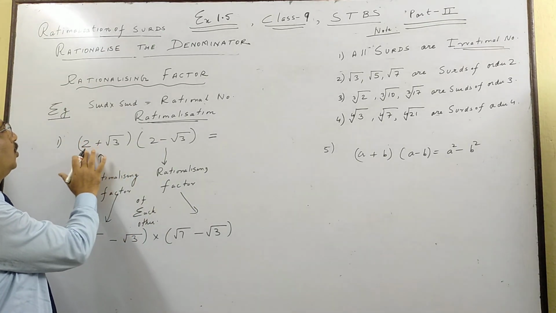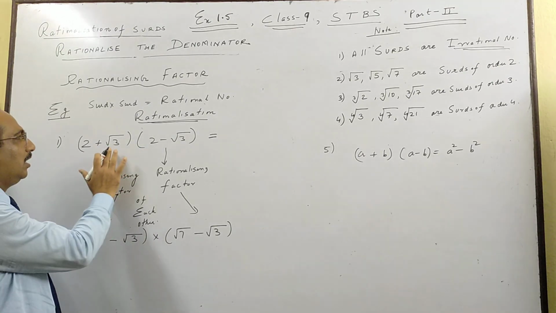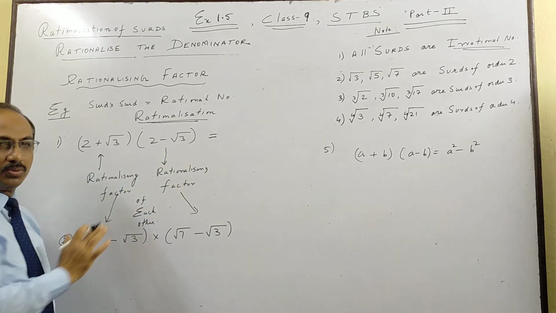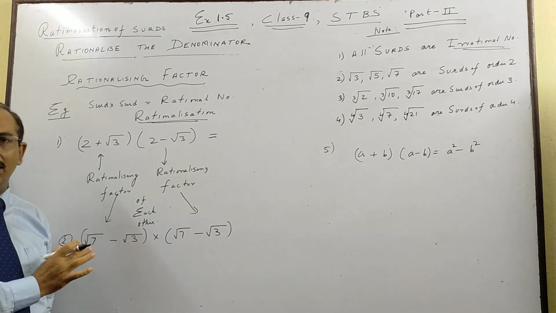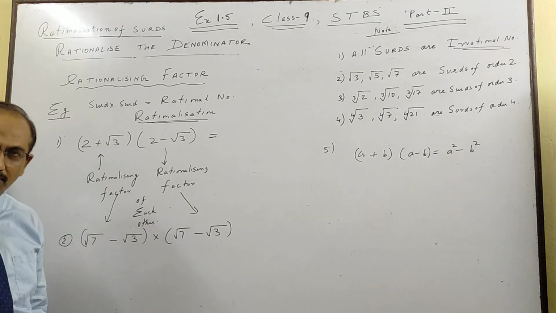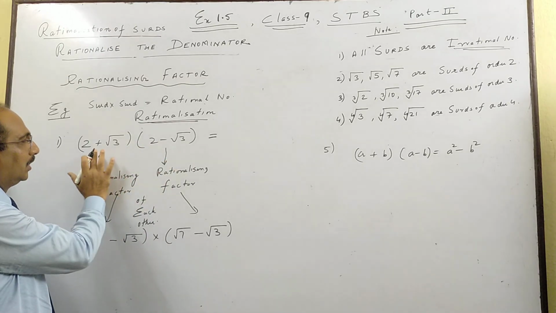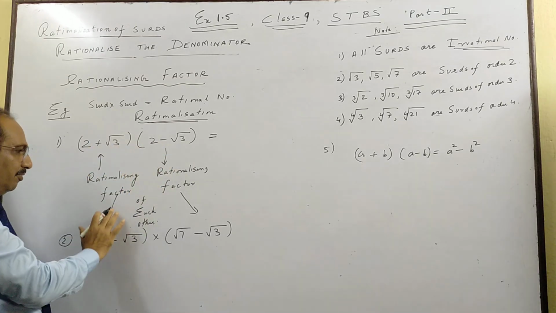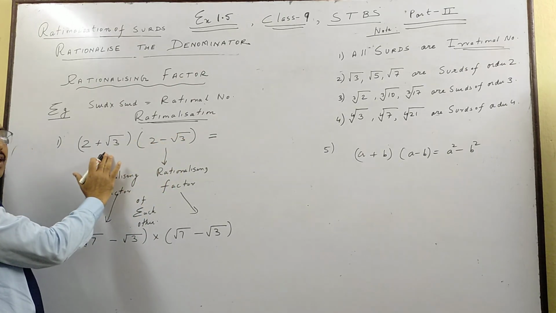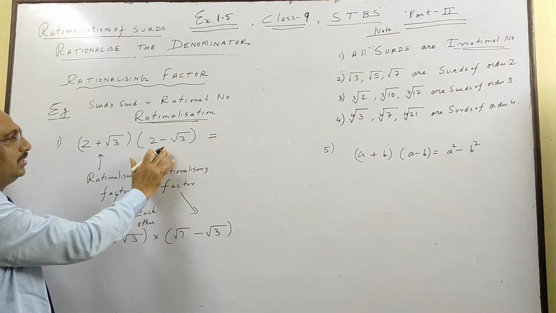Suppose you have got 2 plus root 3. We have to rationalize it. This is an irrational number, so we multiply it with a rationalizing factor, 2 minus root 3. If 2 minus root 3 is given, children, we will multiply it with 2 plus root 3. When I do more sums, you will see how we apply this. When one of these is given, the other is the rationalizing factor. Therefore, I have written that they are rationalizing factors of each other.